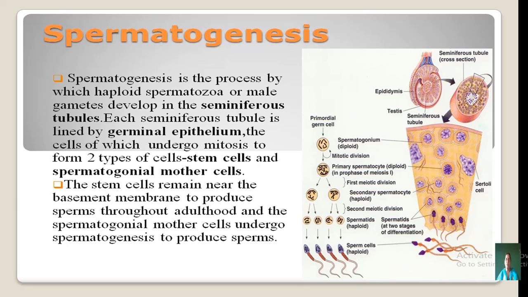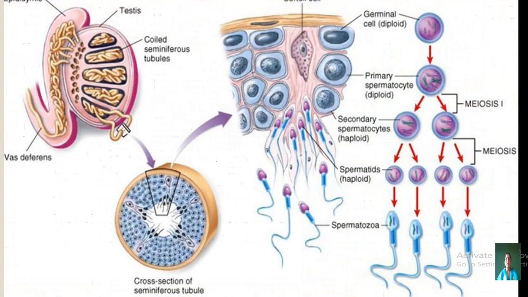throughout the adult life. So, the stem cells remain near the basement membrane or basal membrane of the seminiferous tubule to produce sperms throughout adulthood. And the spermatogonial mother cells undergo spermatogenesis to produce sperms.